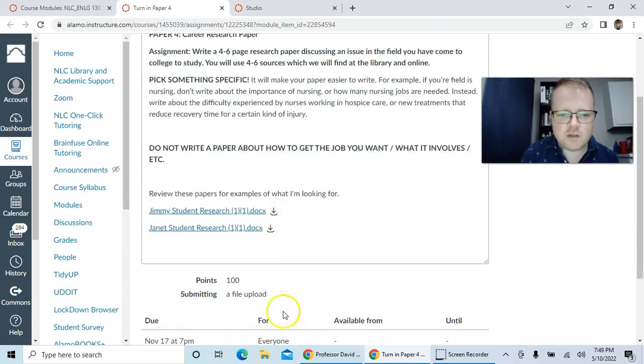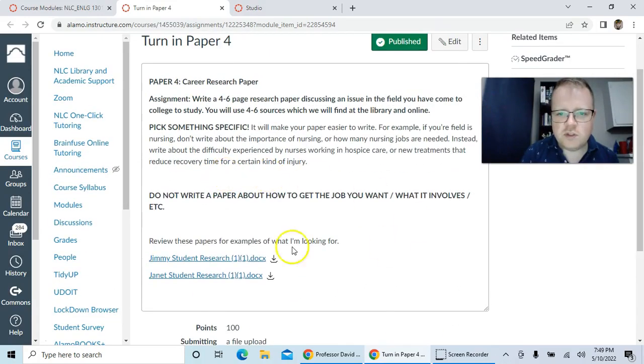Once you've read this very brief explanation of the paper, you can look down here and see two examples of what I'm looking for with this paper. I think both of these come from a class from this year, so they're both pretty up to date as to what I'm looking for.